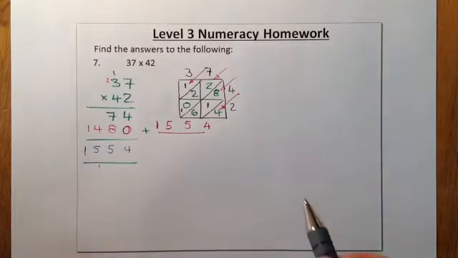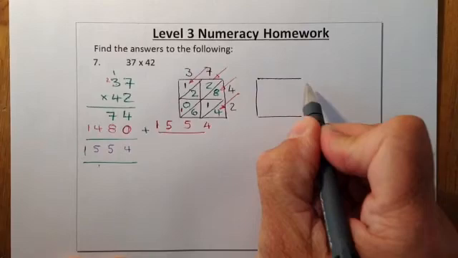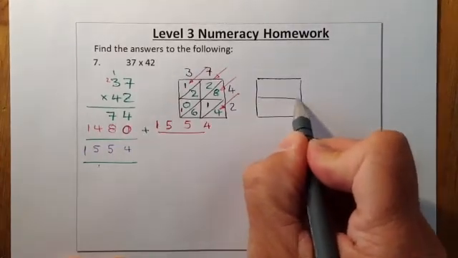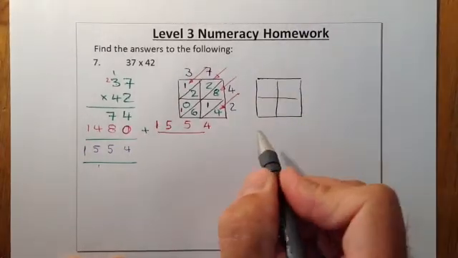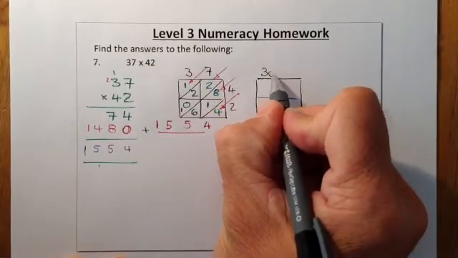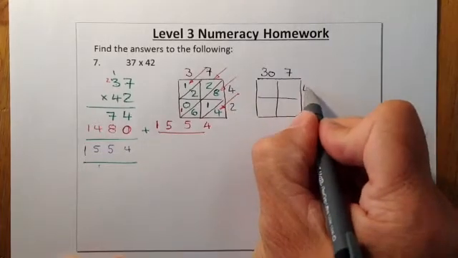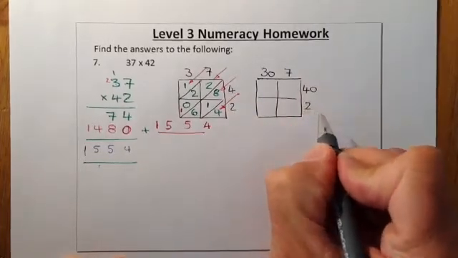Right, there's still another way that we can do this. If I just do the same type of thing again, I'll create a box. This time I'm not going to draw any diagonal lines at all. But for 37, I'm going to write 30 and 7. And for 42, I'll write 40 and 2 there.